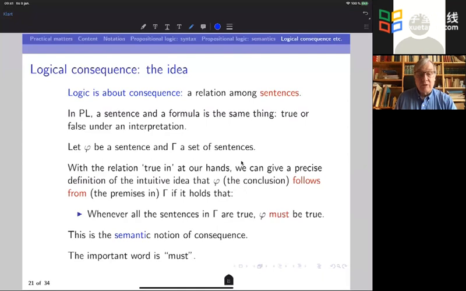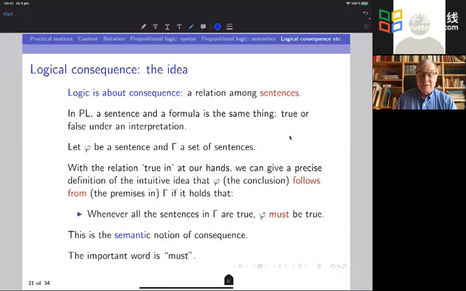Okay, so we have a sentence phi, and we have a set of sentences gamma. And what we want to say is that phi is a consequence of gamma. So gamma is the set of premises or assumptions, and phi is the conclusion. So how can we say that this holds? Well, as I said at the beginning, there is a clear intuitive idea about consequence in terms of preservation of truth, or necessary preservation of truth. As you see, whenever all the sentences in gamma are true, phi must be true. Or it is necessarily the case that when the premises are true, the conclusion is also true.